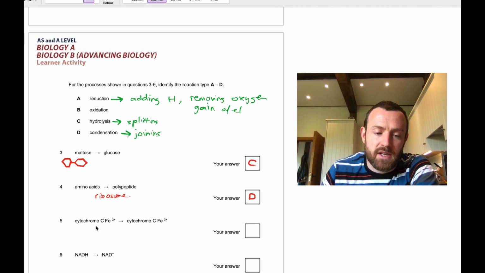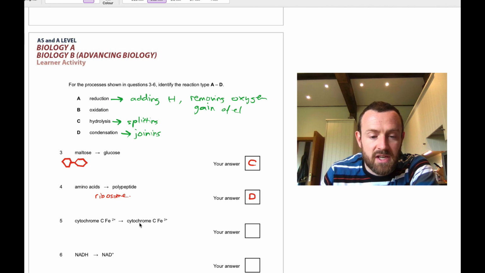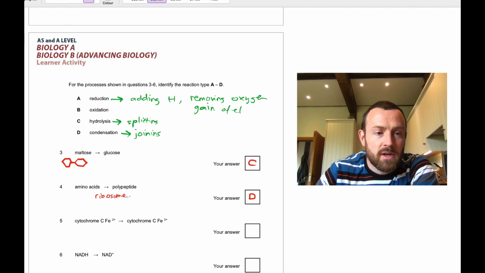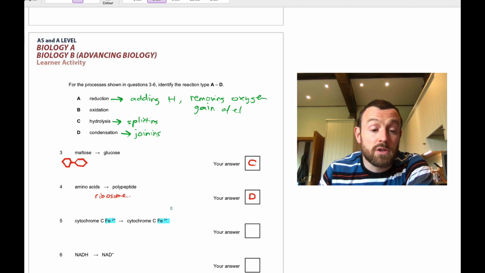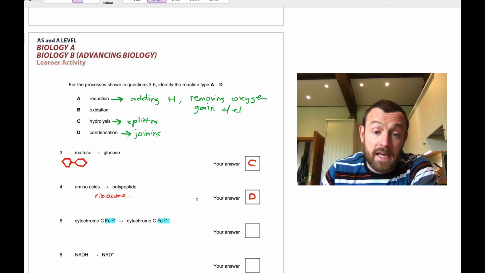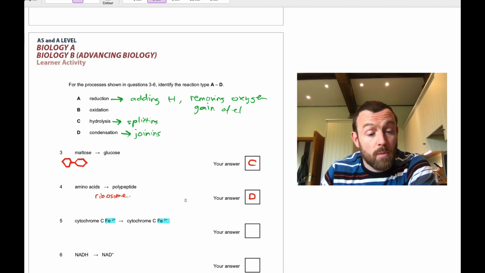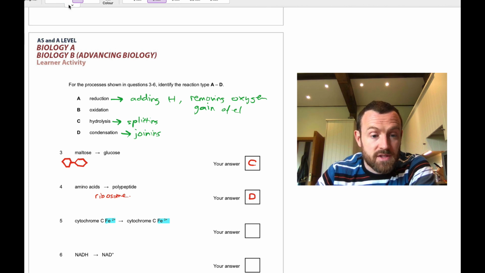Cytochrome, this is a tough one here. Cytochrome C Fe2+ to cytochrome C Fe3+. Well, we really need to focus in just on this Fe2+ to Fe3+. What is going on there? We are losing 1 electron, and if we're losing an electron, therefore, remember, OIL RIG, that means we are oxidizing. So the answer for that one is oxidation, which is B.